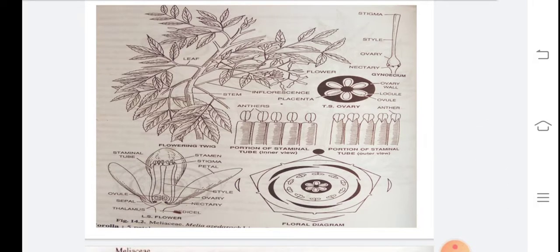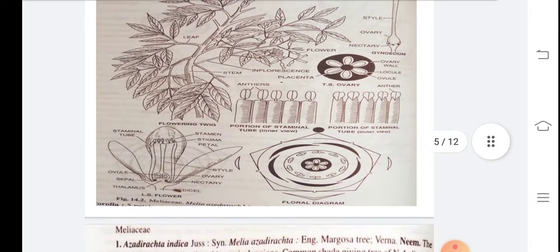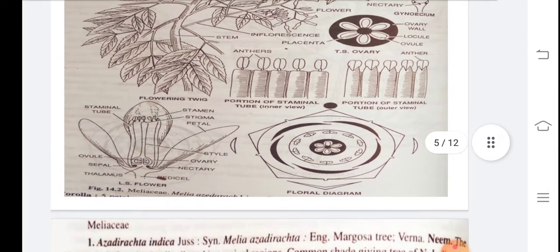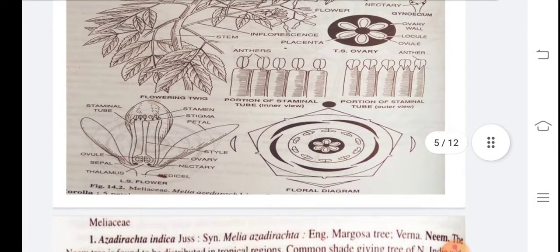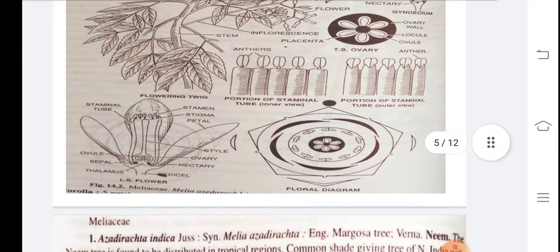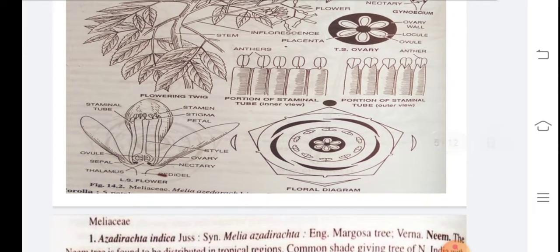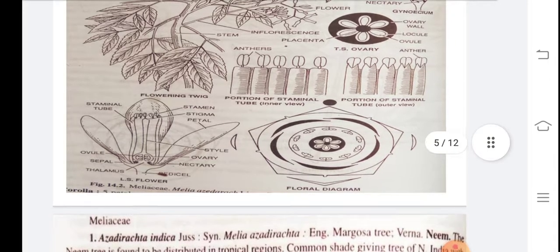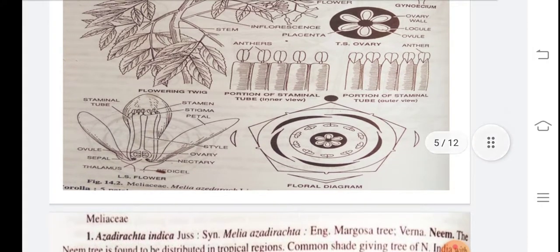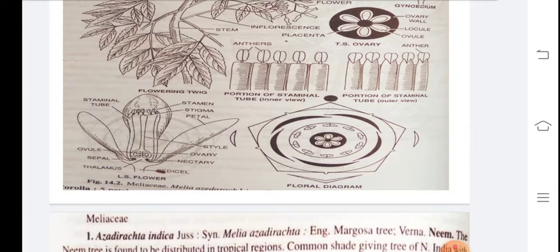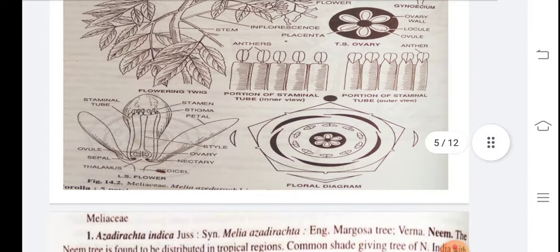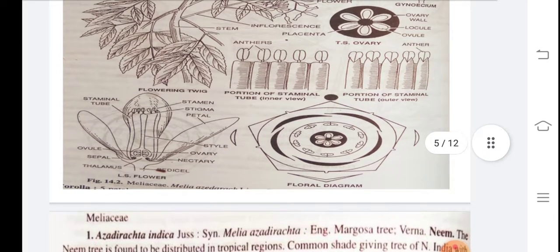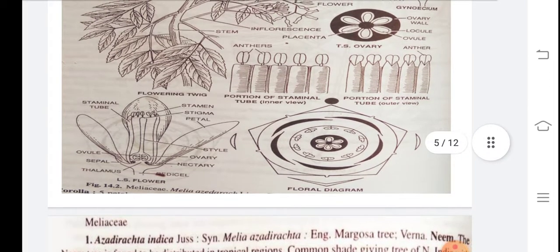Then secondly, the yellow flower. You see the yellow flower, so it shows the ovary with nectary at the base of the ovary. It is a character of family Meliaceae. Then the thalamus, on which the floral parts are developing. After the pedicel, it develops the thalamus, and then sepals, petals, then androecium and gynoecium. The innermost part is the gynoecium. So you label it properly.